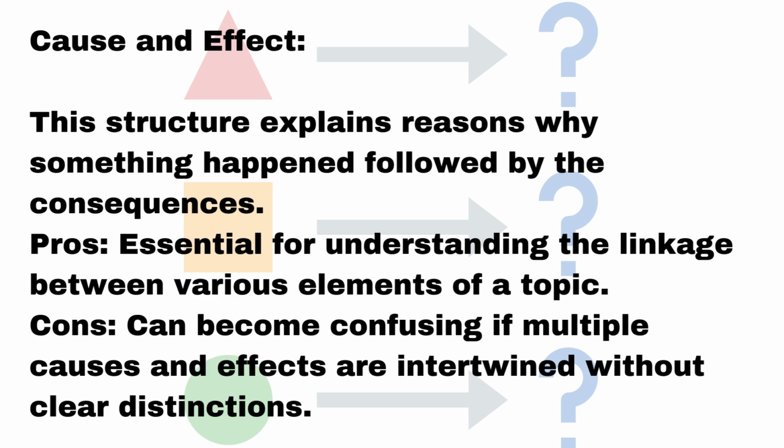Cause and effect. This structure explains reasons why something happened followed by the consequences. Pros. Essential for understanding the linkage between various elements of a topic. Cons. Can become confusing if multiple causes and effects are intertwined without clear distinctions.